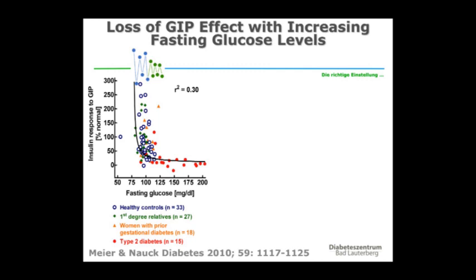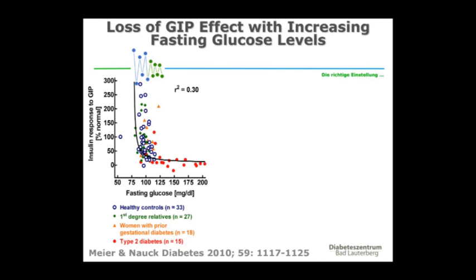diabetes, and patients with type 2 diabetes, so they span a wide range of fasting glucose concentrations. In all of them GIP was administered, and we again express the insulin response as a percentage of what we find in healthy subjects. And then you very clearly see that below a glucose concentration of approximately 126, you have a responsiveness to GIP, and above that fasting glucose, it's lost. That happens to be the diagnostic criterion for type 2 diabetes.